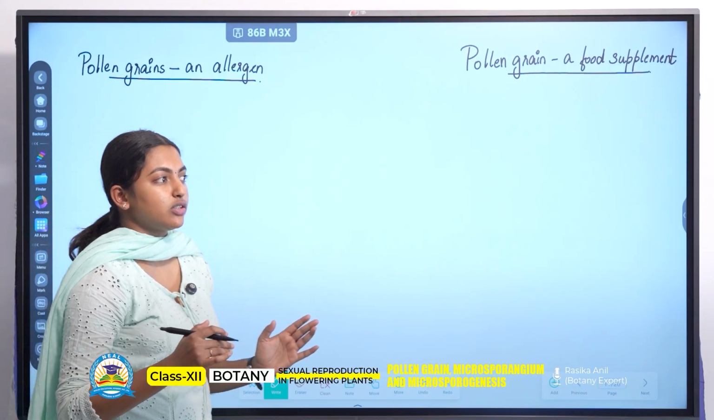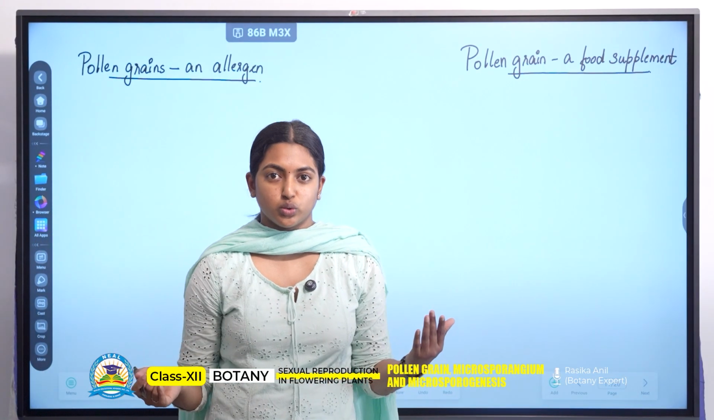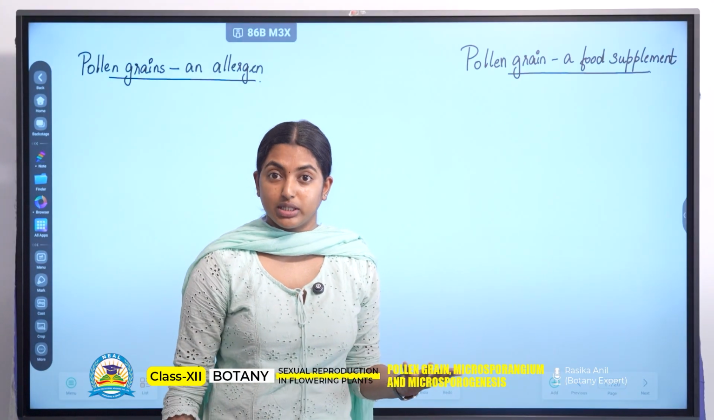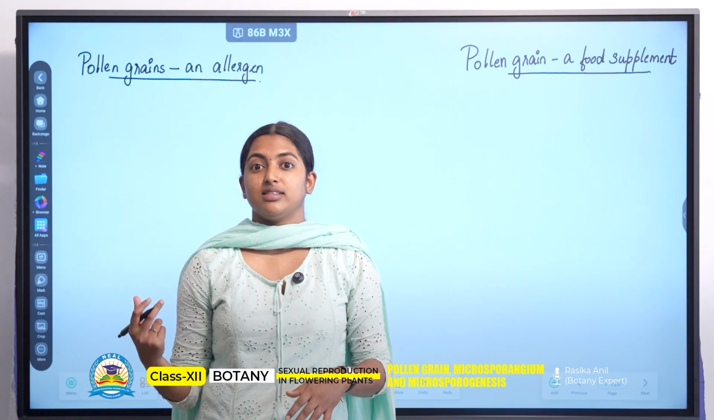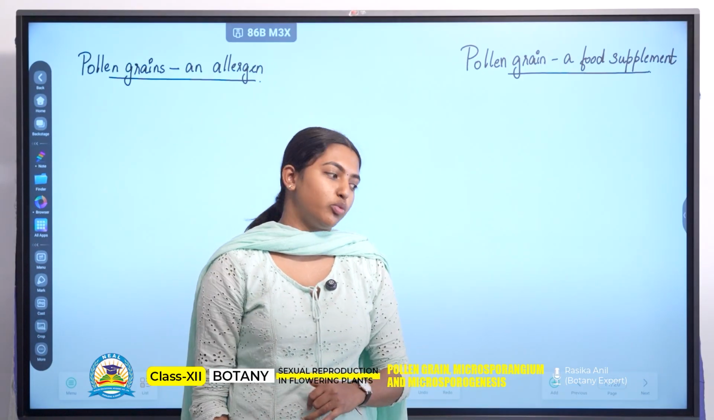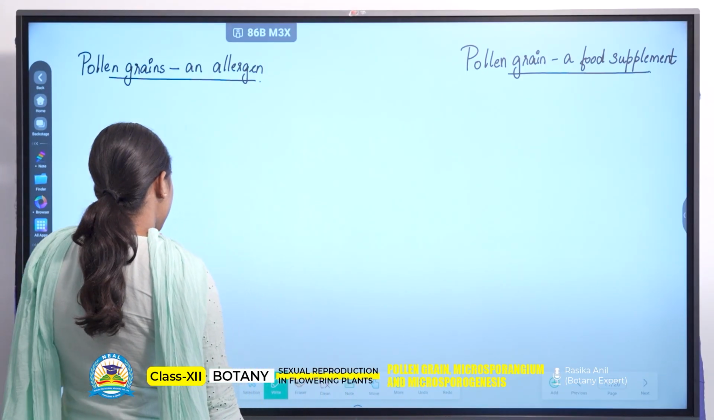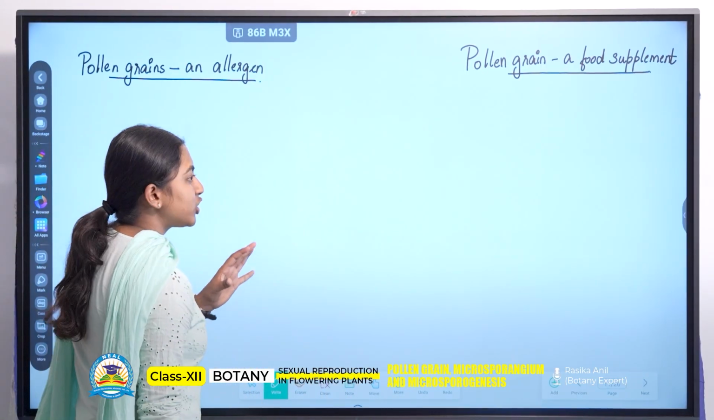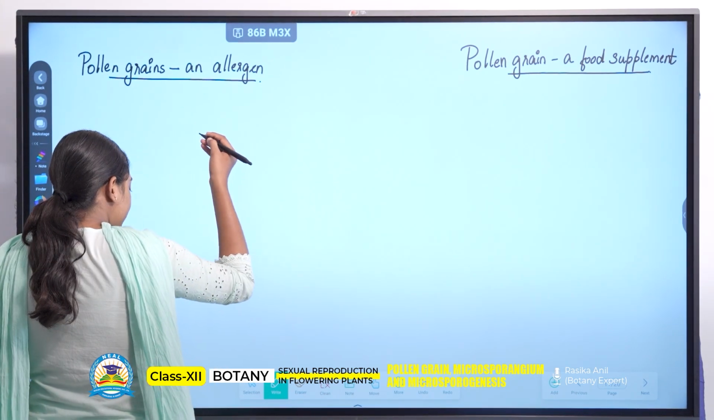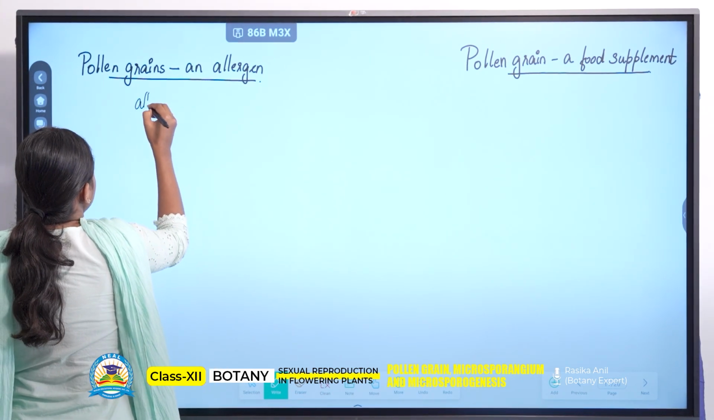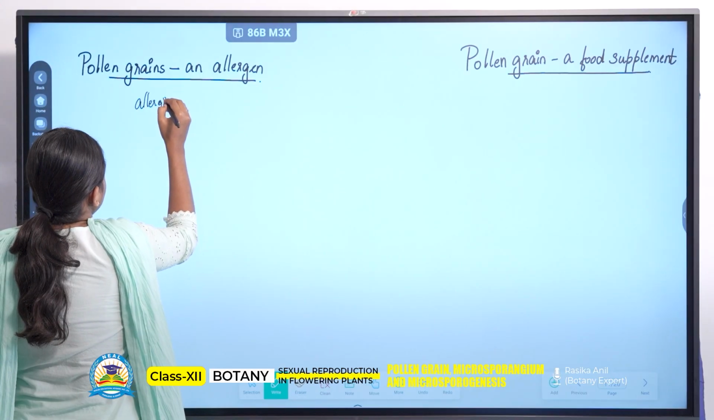Pollen grains have good effects and bad effects also. Pollen grains are used as supplements. Pollen grains are also causing diseases, allergies, right? So we are going to see both of that. Pollen grains and allergens: anything which causes an allergy is called an allergen, right? So this pollen grain can cause allergies, right?